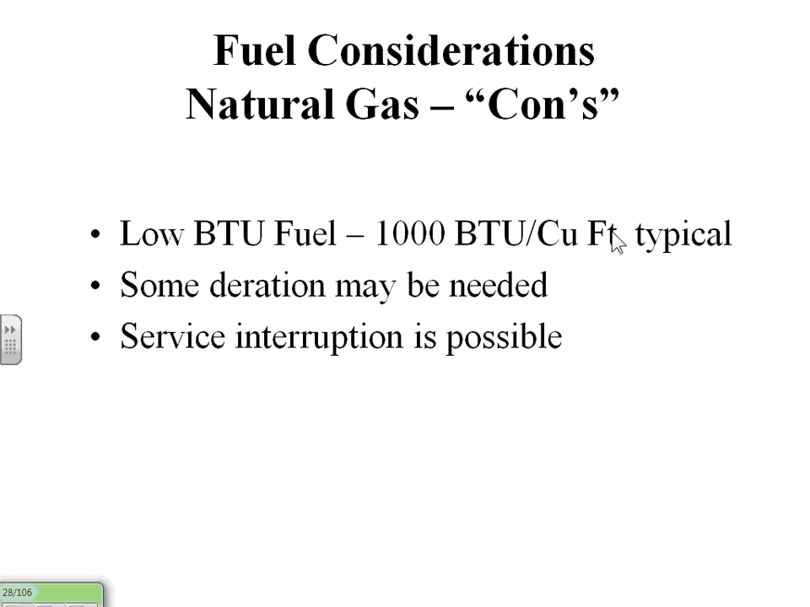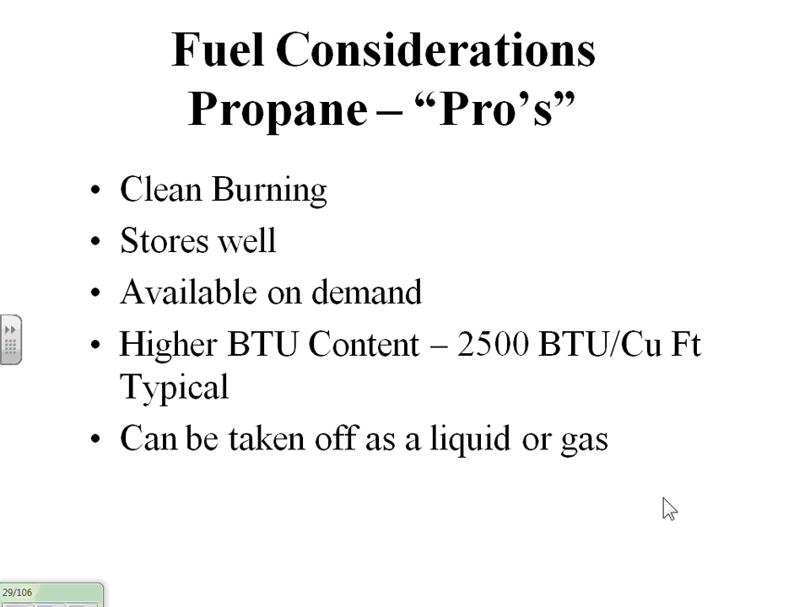On the negative side for natural gas, it's a lower BTU fuel. In a lot of cases, you're going to be derating that gas engine a little bit. Typically 1,000 BTU per cubic foot for the energy content. And like I mentioned, for the earthquake zone, service interruption is possible since you are on a city supplied source.